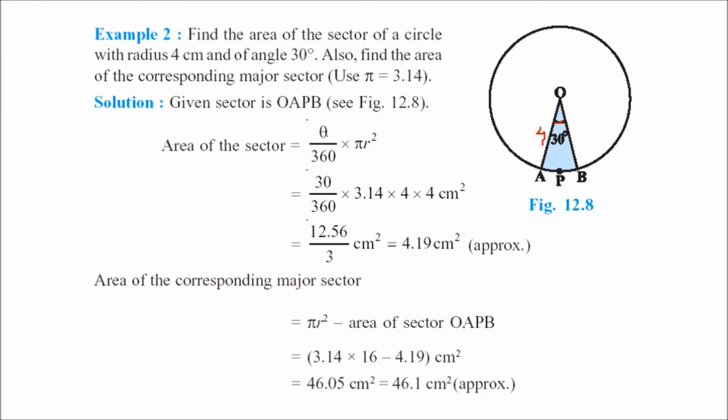So the area of a sector is, we know, theta by 360 into pi r square. Theta is 30 degrees, so it will be 30 by 360 into pi r square. Pi we have taken as 3.14, r is 4 into 4. So 4.19.